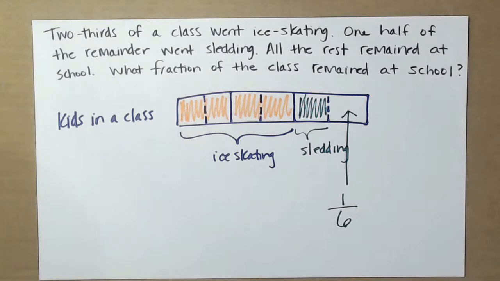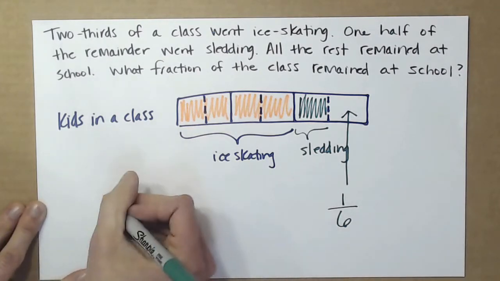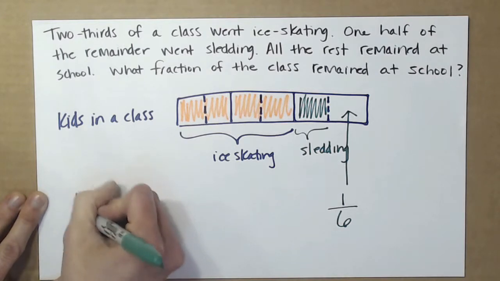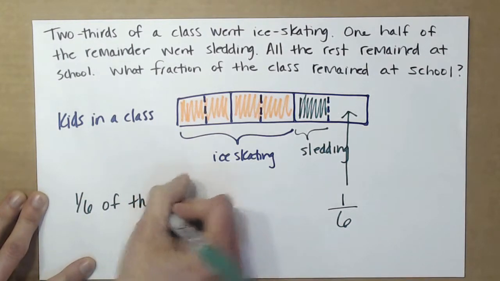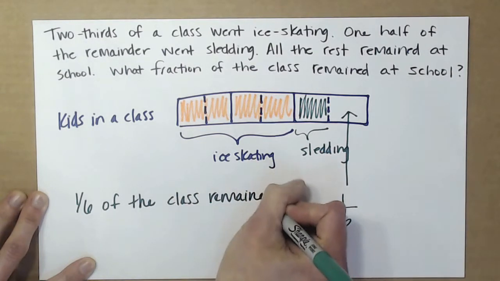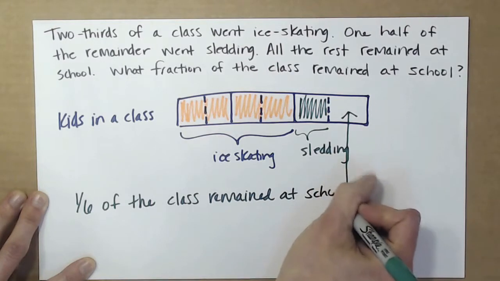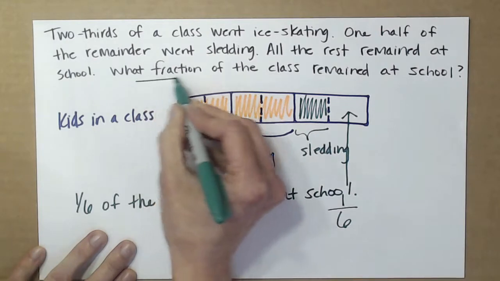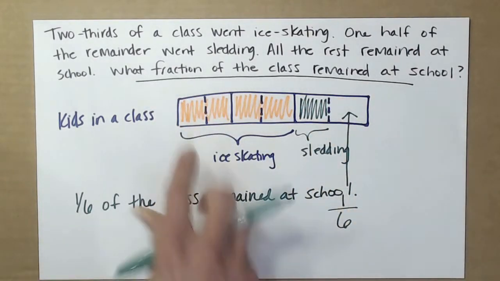So the answer is, and I should have written out the complete sentence on the last one, but I didn't, so let's do that on this one for sure. What fraction of the class remained at school? We could say 1/6 of the class remained at school. As a reminder, I always want you to write out a complete sentence that answers the question. That way you make sure you're answering the right question. Here's the question, and you want to make sure they match. You're answering the right question.